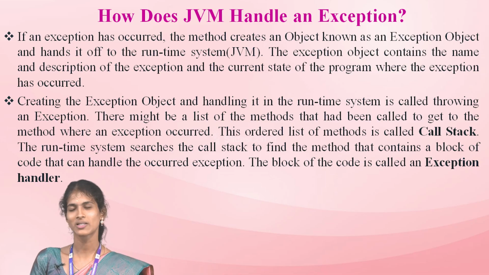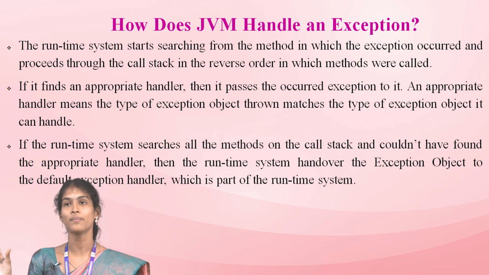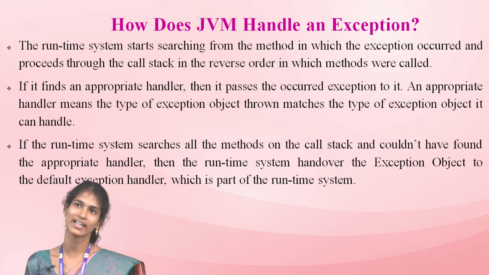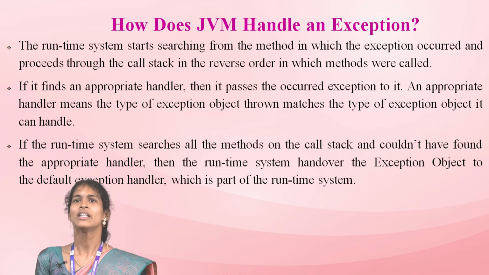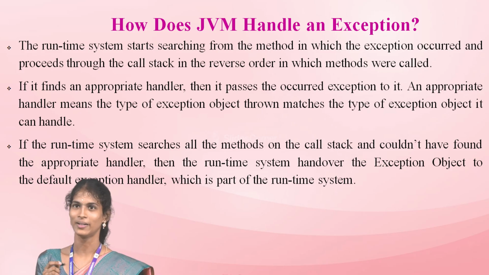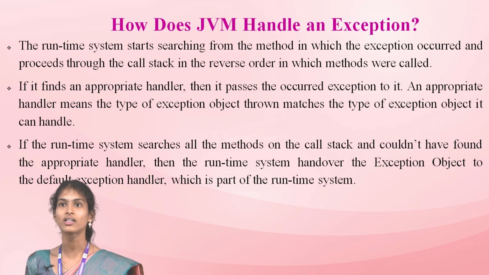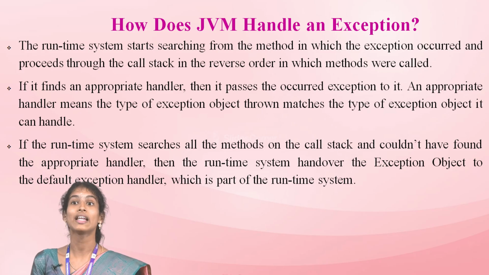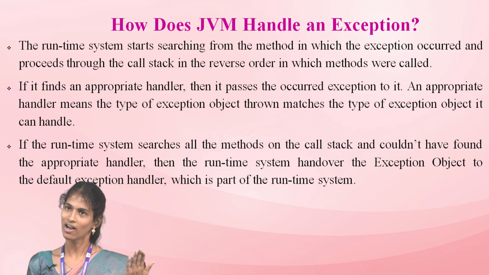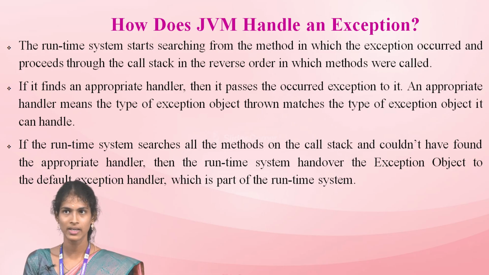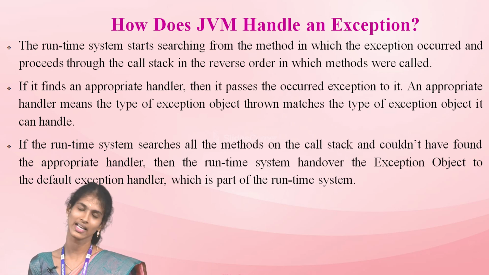Now the following procedure will happen. The runtime system searches the call stack to find a method that contains a block of code that can handle the occurred exception. The block of code is called the exception handler. The runtime system starts searching from the method in which the exception occurred and proceeds through the call stack in the reverse order in which the methods were called. When it finds an appropriate handler, it passes the occurred exception to it. An appropriate handler means the type of the exception object thrown matches the type of exception object it can handle.